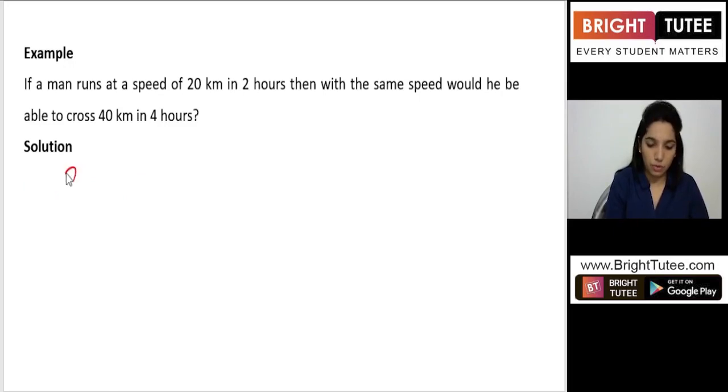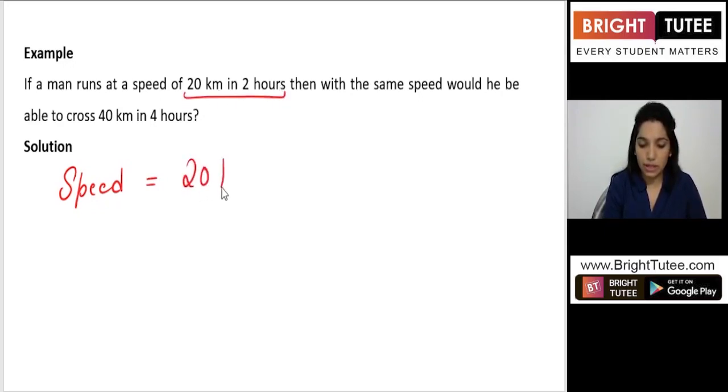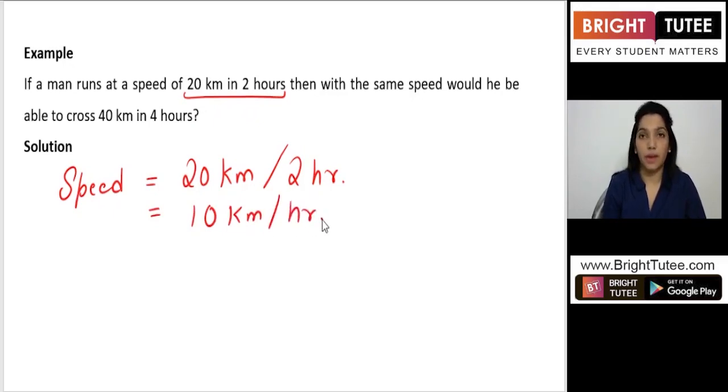Okay. So let us first find out what is the speed. I hope you do remember what is the formula to find speed. It is distance per hour, or we can say it is distance over time. So we are going to find the speed in kilometers per hour. So how many kilometers he is running at first? He is running 20 kilometers in 2 hours, right? In 2 hours he is running 20 kilometers. So it is 10 kilometers per hour.